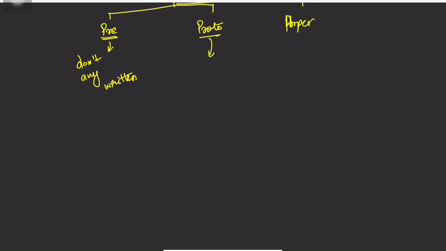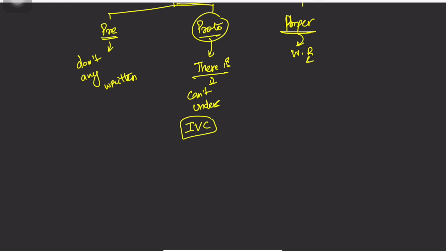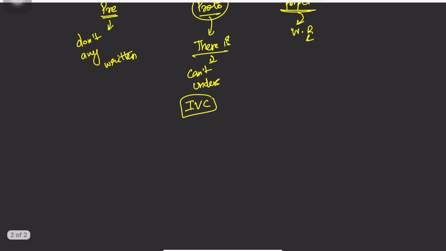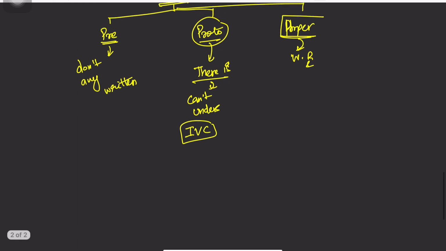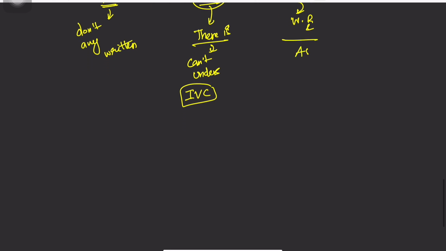In proto history there are written records, but we can't understand them. If you take proper history, we have written records and we can also understand those records. Proto history started from the IVC, because before the IVC we don't have any written record for reference to human evolution. Proper history we can say begins after Ashoka's edicts, which we can understand.